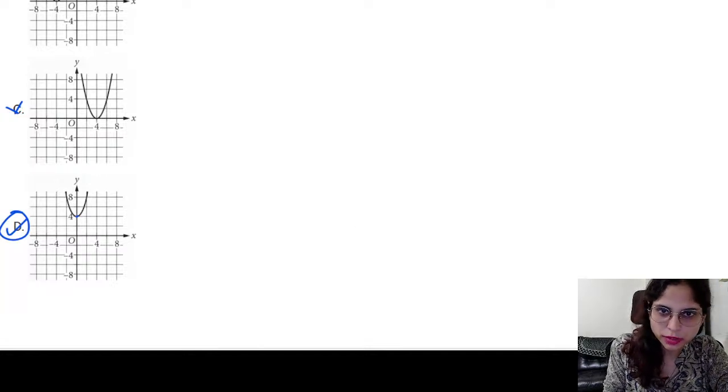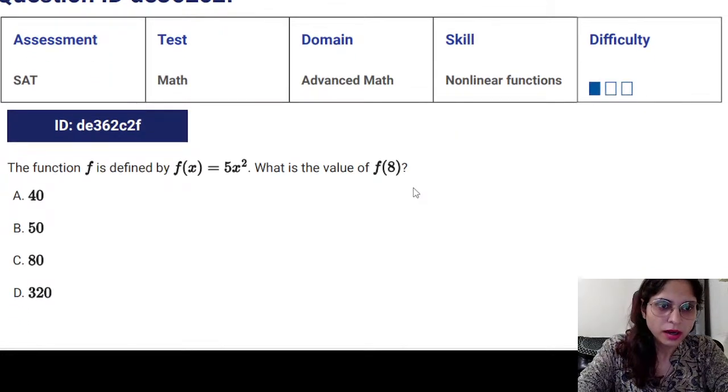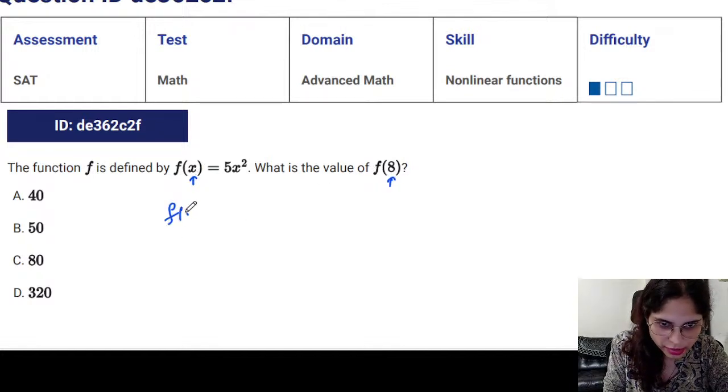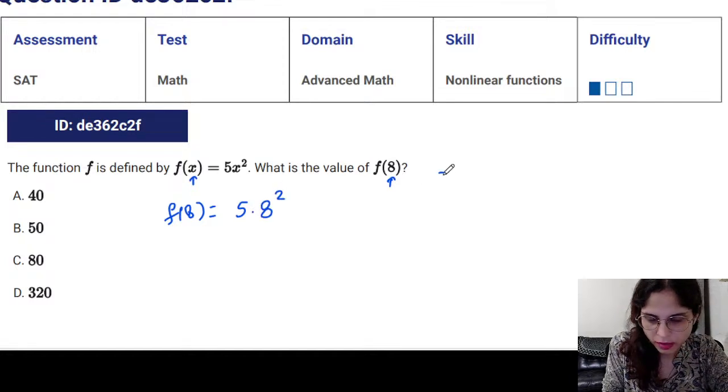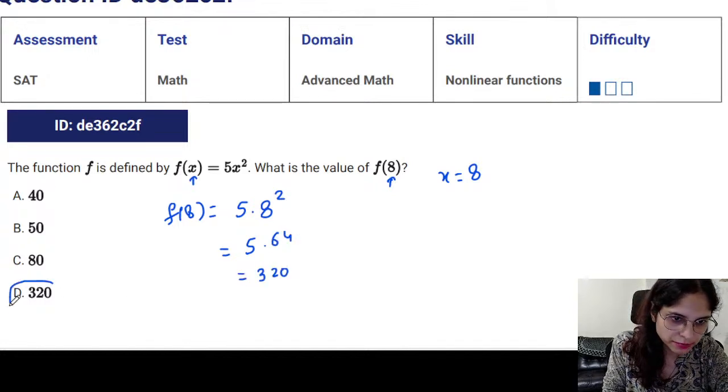Next one is question number 119. It will be on page number 120. Over here f of x is equal to 5x squared. What is the value of f of 8? Because x is replaced with 8, wherever you see x, you replace it with 8. So 5 times 8 squared, 8 squared is 64. 64 times 5 is 320, so that should be my answer, D.